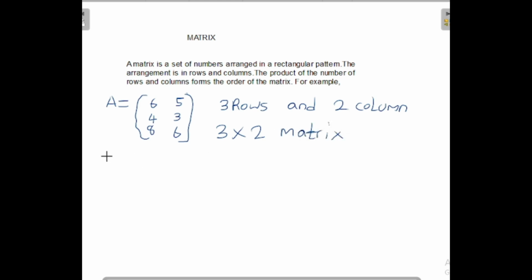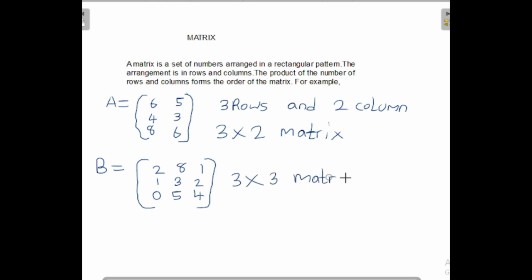Now another example. Let's say we have something like this. B equals 210, 835, 124. This is a 3 row, 3 column matrix. So this is a 3 by 3 matrix. Then now, I will be delving into addition and subtraction of matrices.